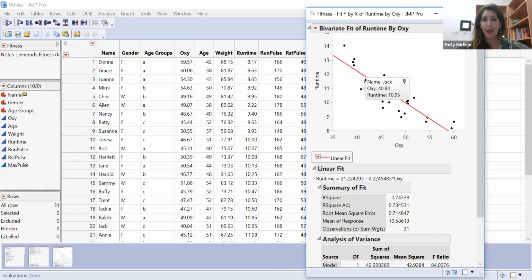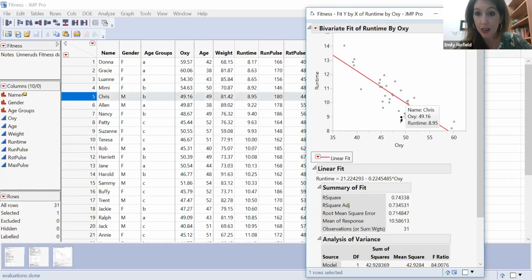So if you have a whole lot of dots close to the line, that means it's probably a strong predictive relationship. We got a lot of dots close to the line here, but this slope didn't necessarily capture this person, Chris. There's some error here because this is a little bit different than what we would have predicted. He had a runtime of 8.95, but really based on our model, we would have predicted 10.2 or something. But this is the line that we're actually testing.